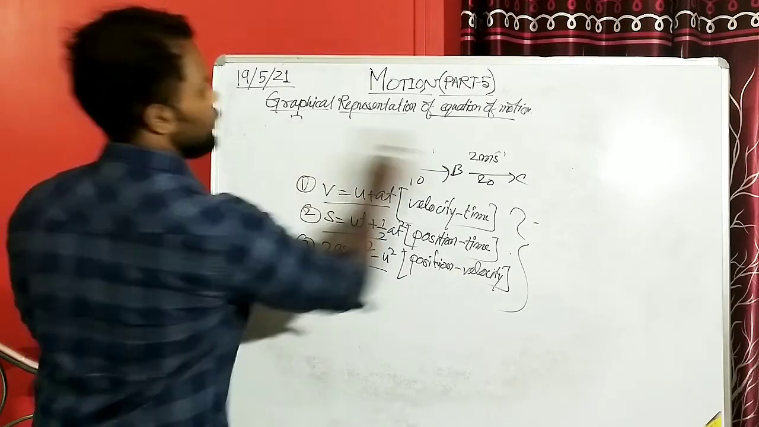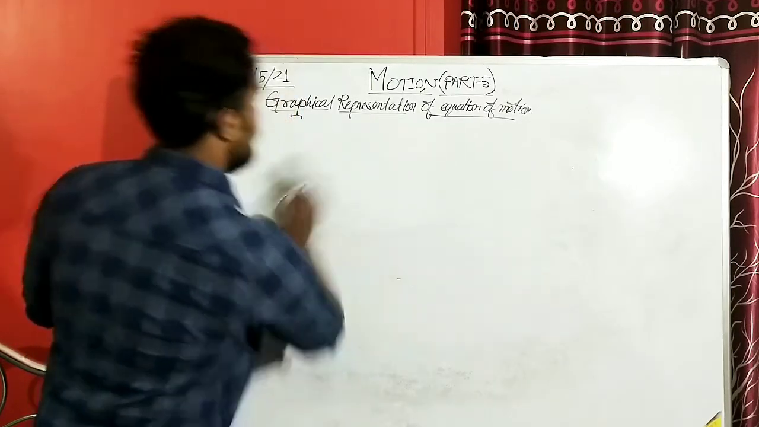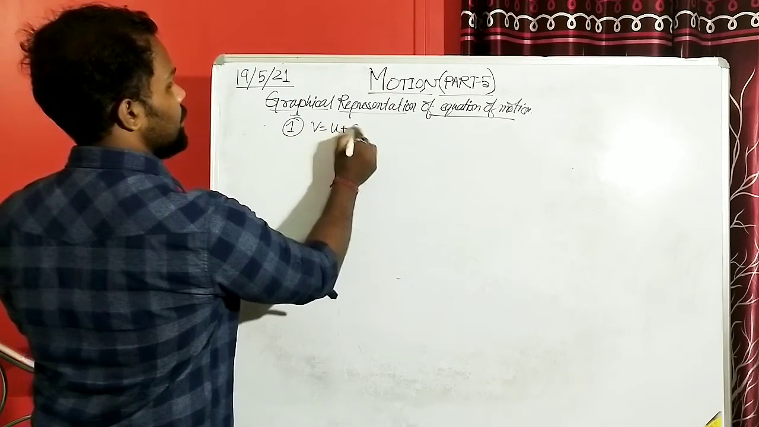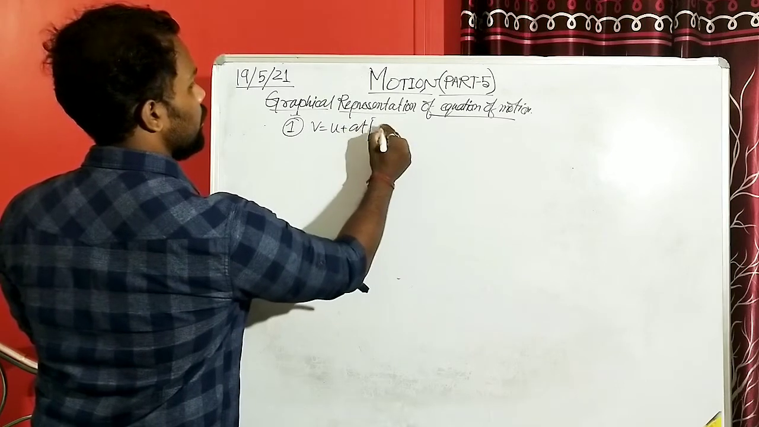Our first one is going to be v equal to u plus at. This is nothing but a what?